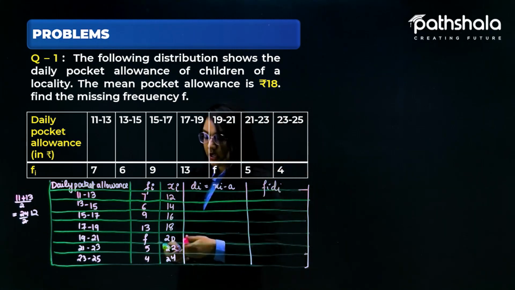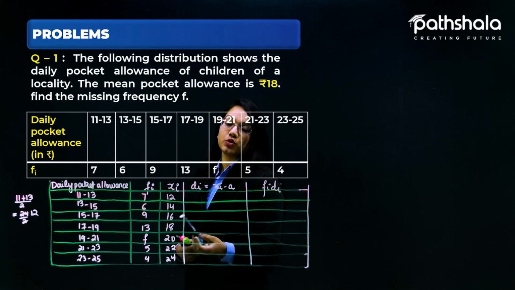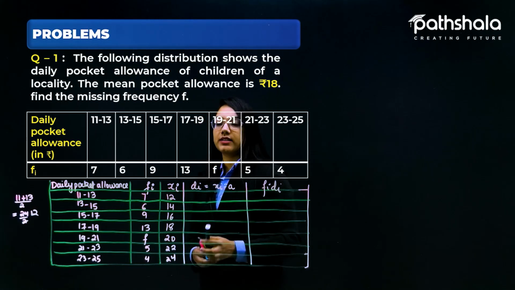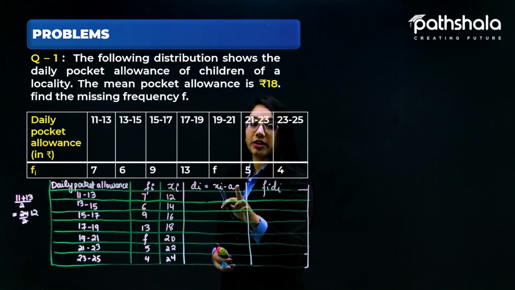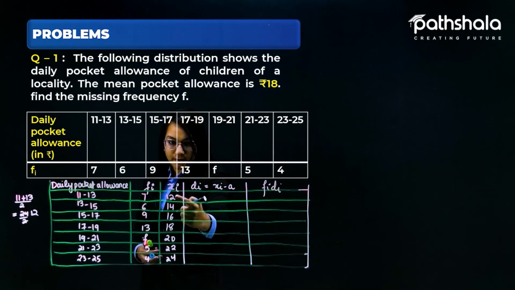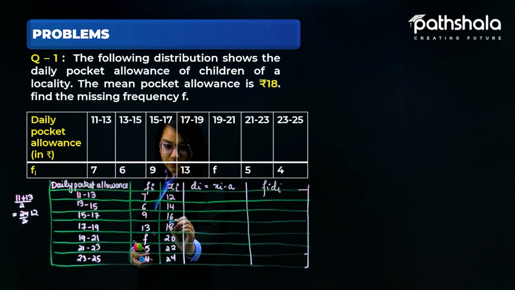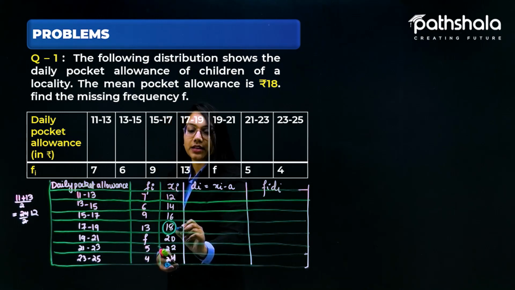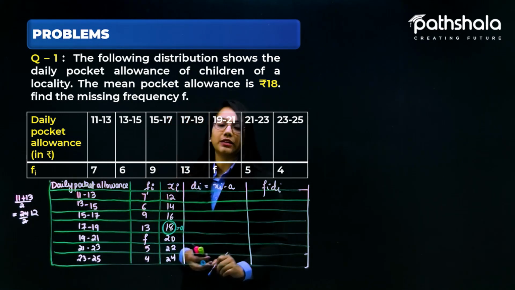So let's just calculate Xi minus A. You can see Di, which is Xi minus A, where A is the assumed mean. So we just have to find out the assumed mean. Let's see the central value among the Xi. The central value among the Xi is 18. So hence A is 18.